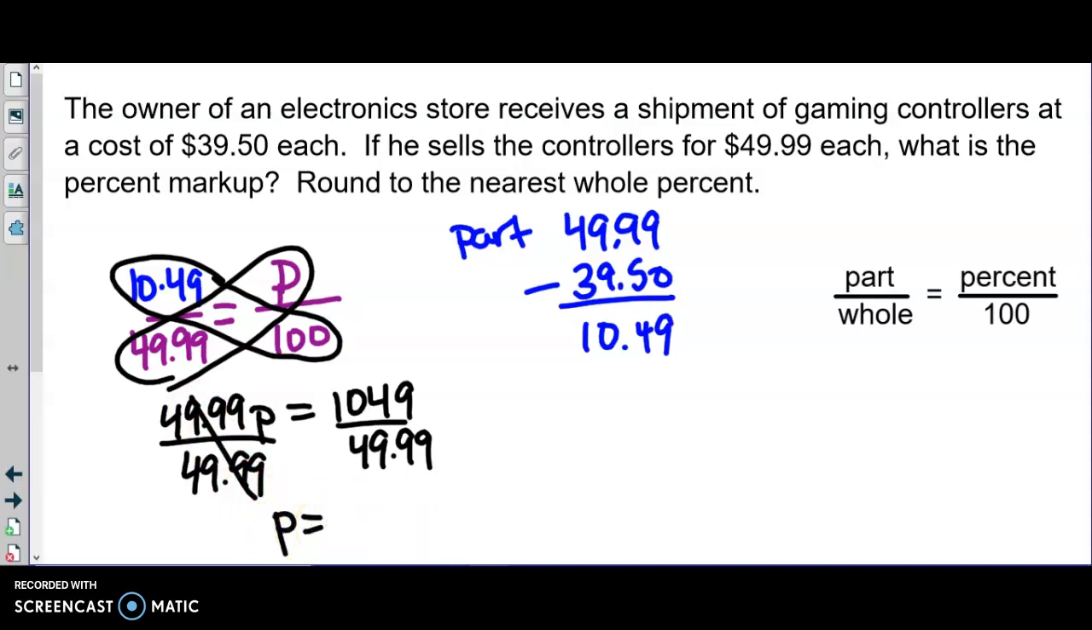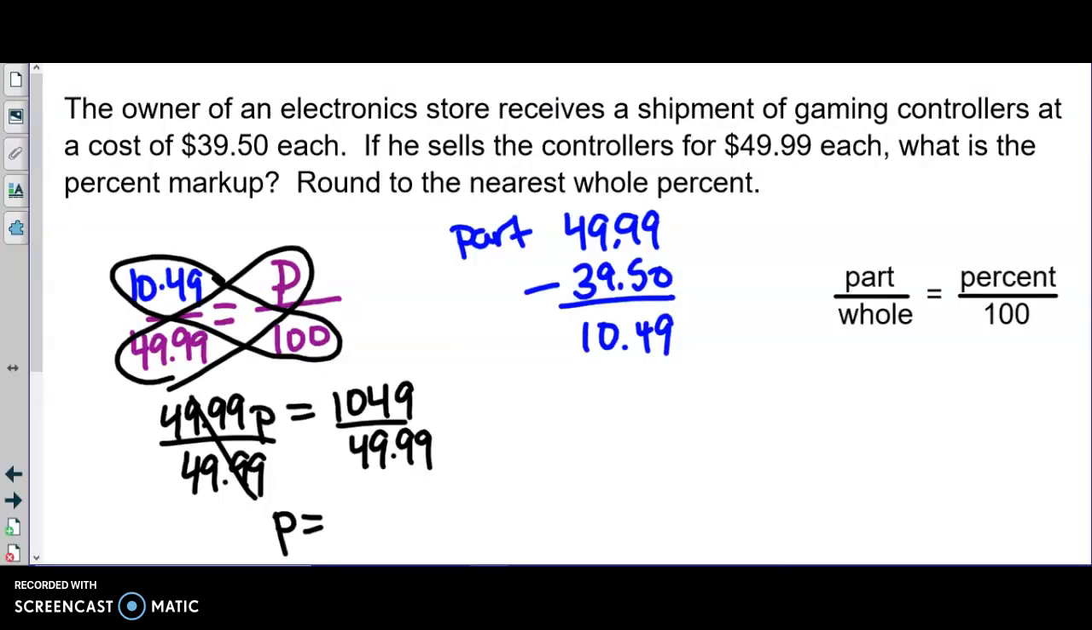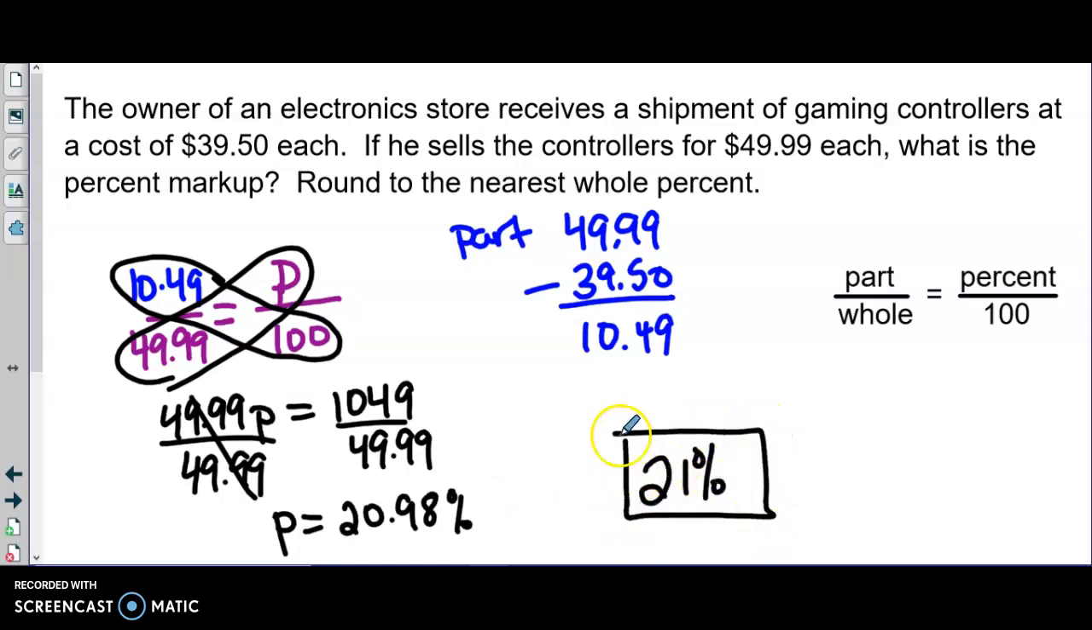Let's go do that in our calculator. And it's 20.98. So that's the percent. So the percent markup, he marked it up about 21%. Oh, it says round to the nearest whole percent. So he marked it up about 21% so that he could make some profit off of it.